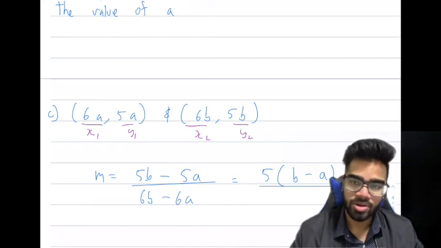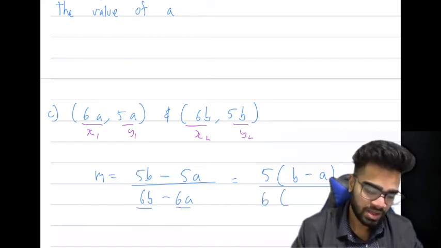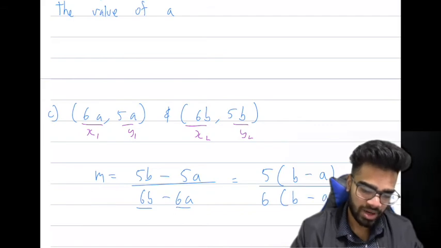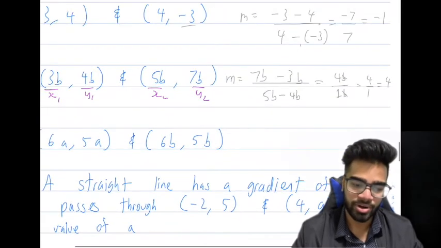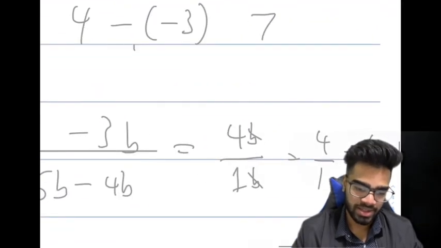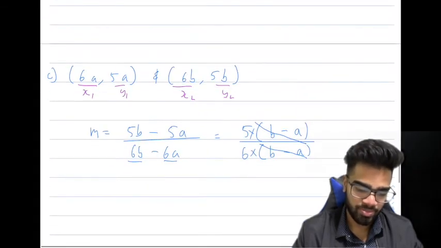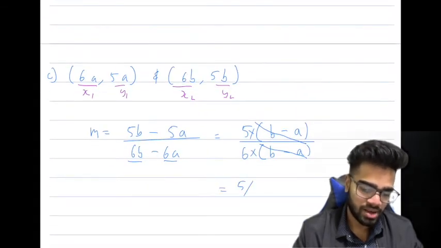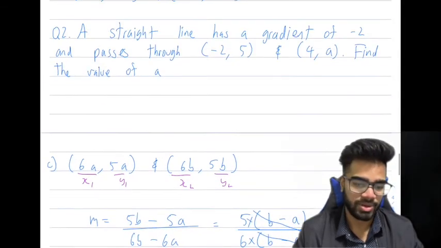And the bottom also, you can factorize. A common factor is 6. If you take 6 out, you're going to have b minus a as well. And look at that, because these are multiplying, we can cancel out b minus a from top and bottom, just like how we cancelled out b in the previous question. So we cancel out b minus a, and all you're left with is 5 over 6 as your answer. Okay, I hope you understand.